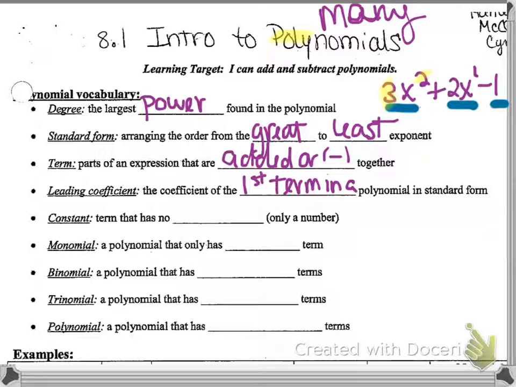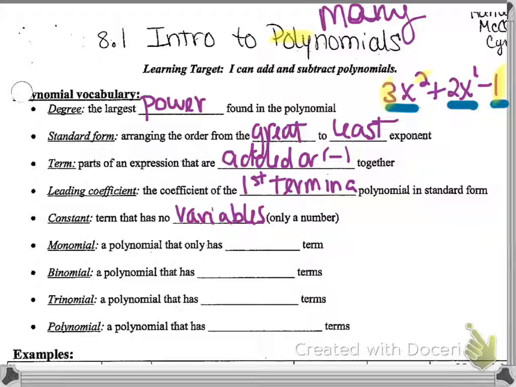Alright, so next we want to talk about a constant, and you guys have heard this word before. A constant is just a number, so absolutely no variables. So the term that has no variables, only a number. So 1 in our case would be a constant. 3 is part of 3x squared and 2 is part of 2x. Because there are variables there, that's not considered a constant.